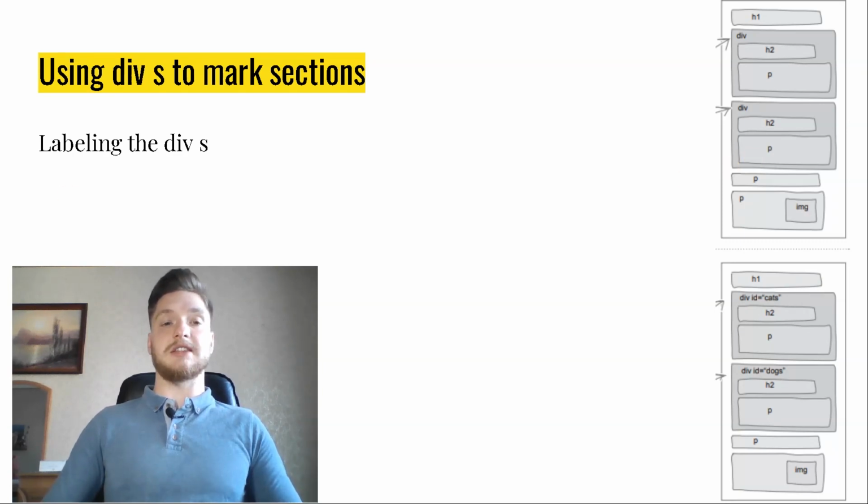Labeling the divs. Just by nesting your elements in divs, you've indicated that all those elements belong to the same group, but you haven't given them any kind of label that says what the grouping means, right? A good way to do that is to use an ID attribute to provide a unique label for the div. For instance, let's give the cats div an ID of cats and the dogs div an ID of dogs. Here we added an ID of cats to this first div to indicate what the logical section is for, and likewise for dogs.